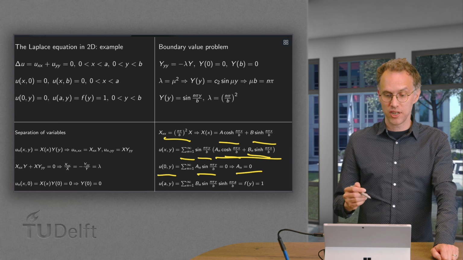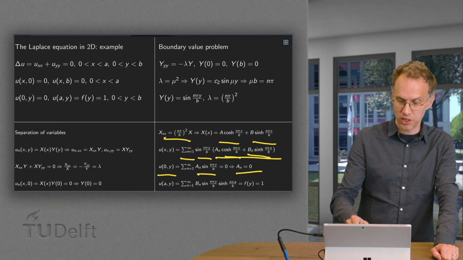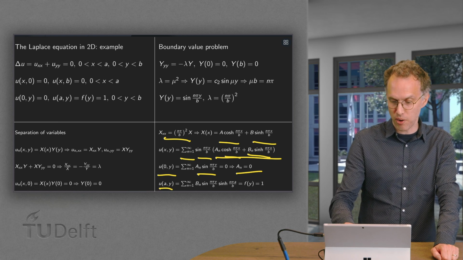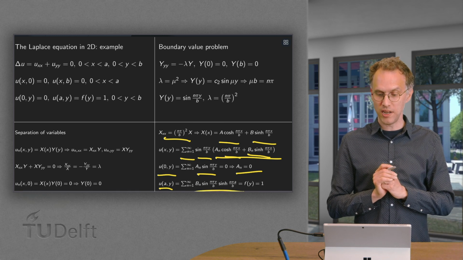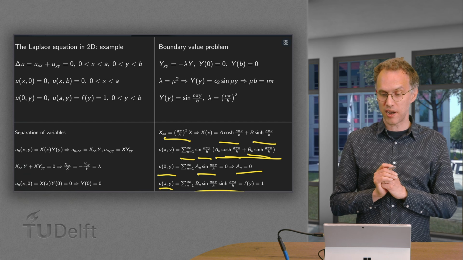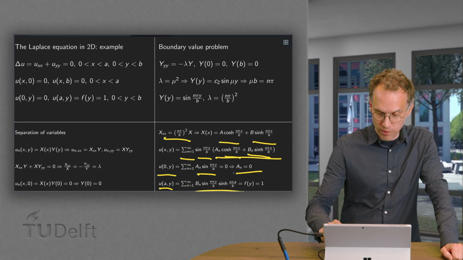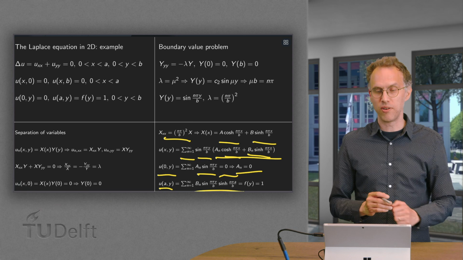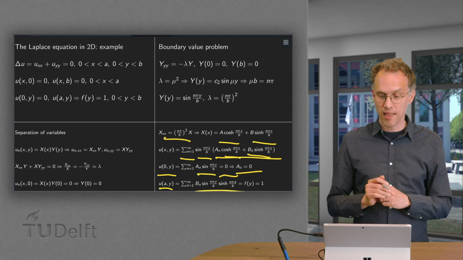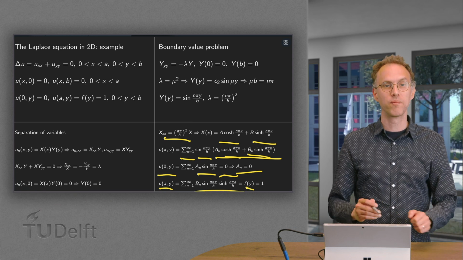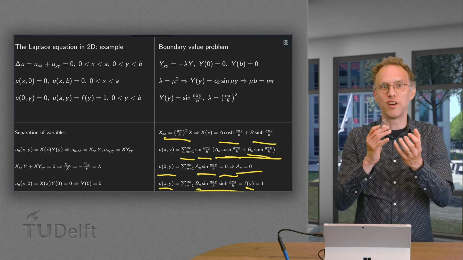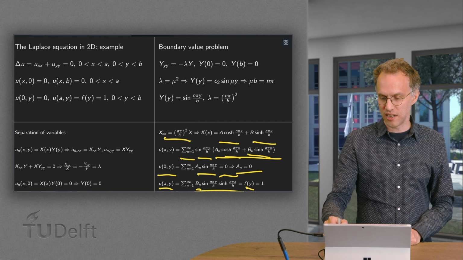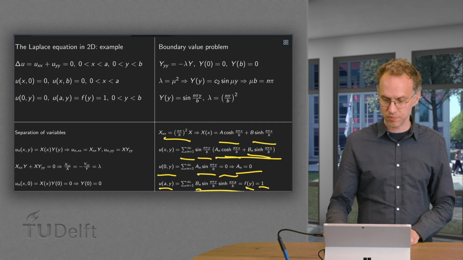Then you are left with your second boundary condition. u(a, y) equals now only the b_n times sine n pi y over b times sine hyperbolic n pi a over b. And notice, by the way, that this over here, the scalar, is just a number. That has to be equal to f of y. And now if you want to proceed, if you want to compute your b_n, you have to specify some f of y, and in this example I just took 1.